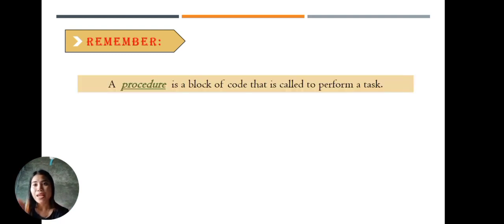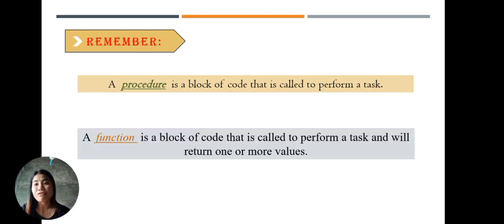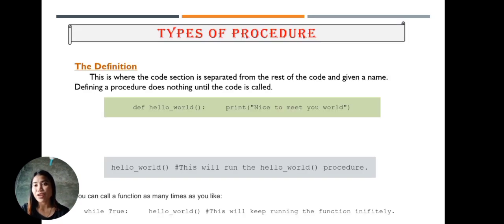Remember that a procedure is a block of code that is called to perform a task, while a function is a block of code that is called to perform a task and will return one or more values. And here are the types of procedure. First is the definition. This is where the code section is separated from the rest of the code and given a name. Defining a procedure does nothing until the code is called. So when we define hello world, it will print nice to meet you world. It means the cout of this program is nice to meet you world.